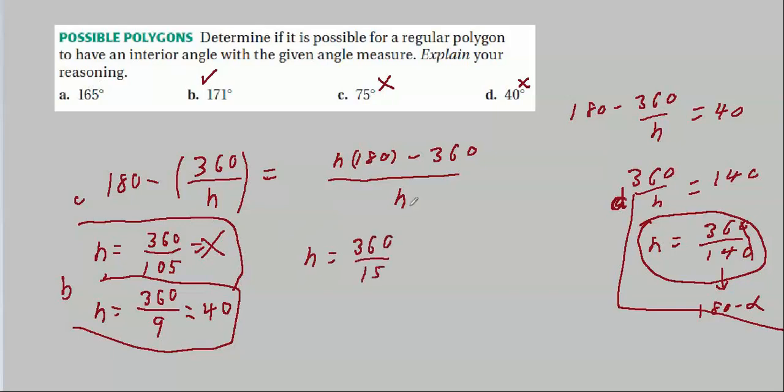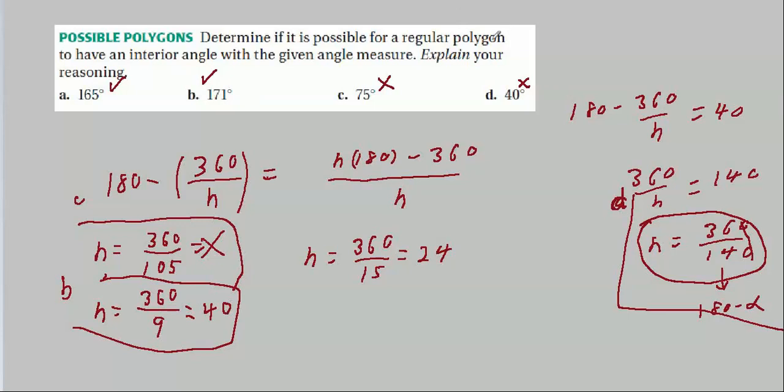And that probably works. And it does. This one corresponds to a 24-sided figure. Notice how fast they start getting big. We only went up 6 degrees, and yet we went from 24 sides to 40 sides. And that's going to keep happening.